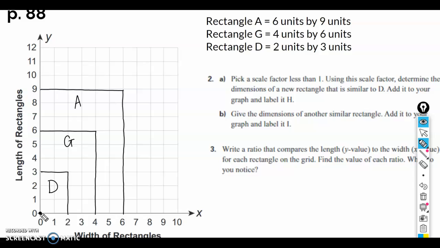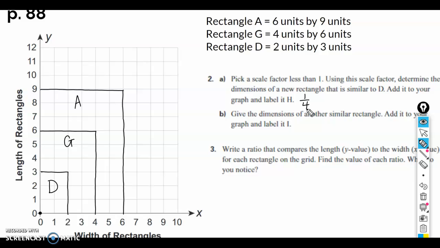Now let's look at 2A. It says pick a scale factor less than 1. Using the scale factor, determine the dimensions of a new rectangle that is similar to D. Add it to your graph and label it A. So we can use any unit that is less than 1. Let's use 1/4. So we're going to look at drawing a reduction.